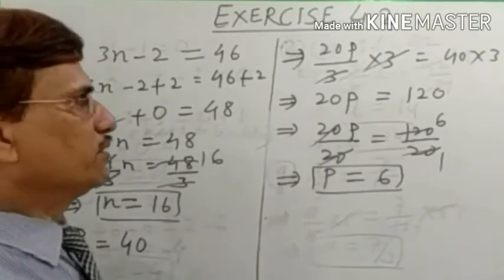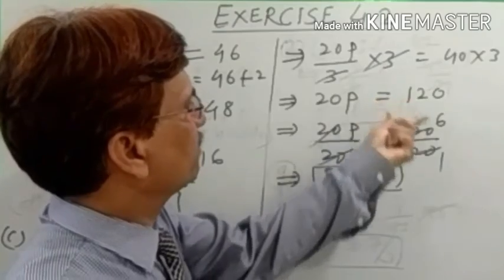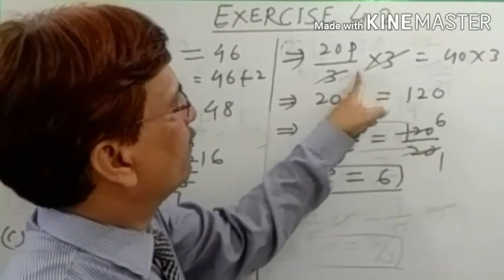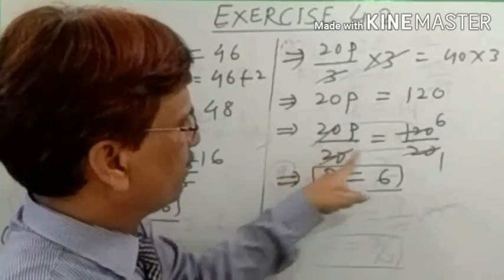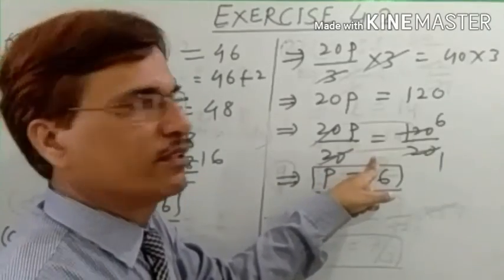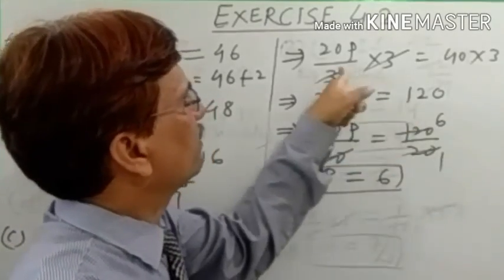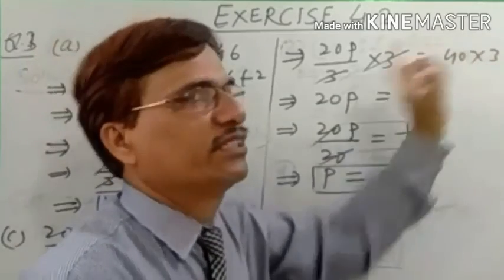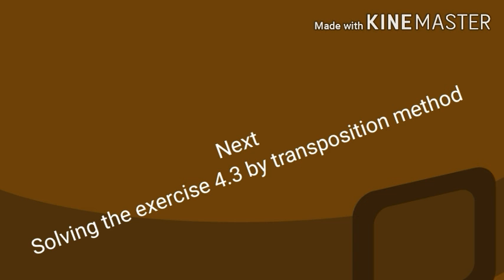Students, you should write dividing both sides by 20, multiply 3 on both the sides, etc., and practice it. Okay. Thank you.